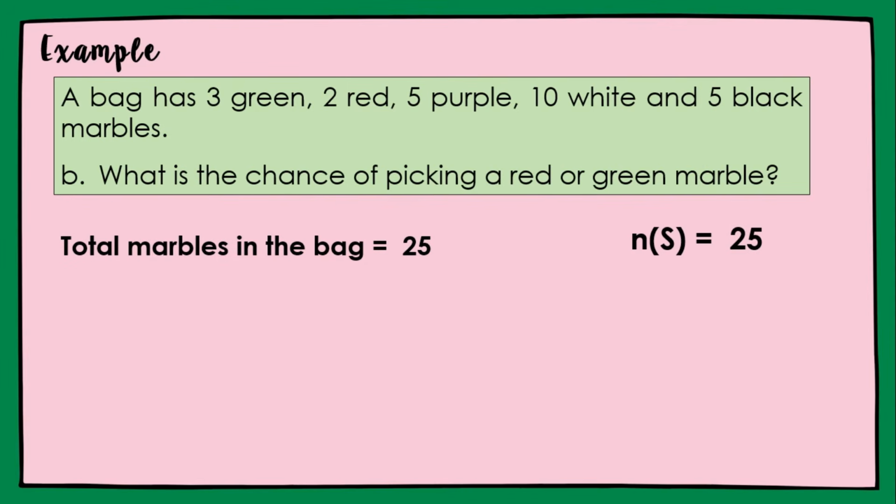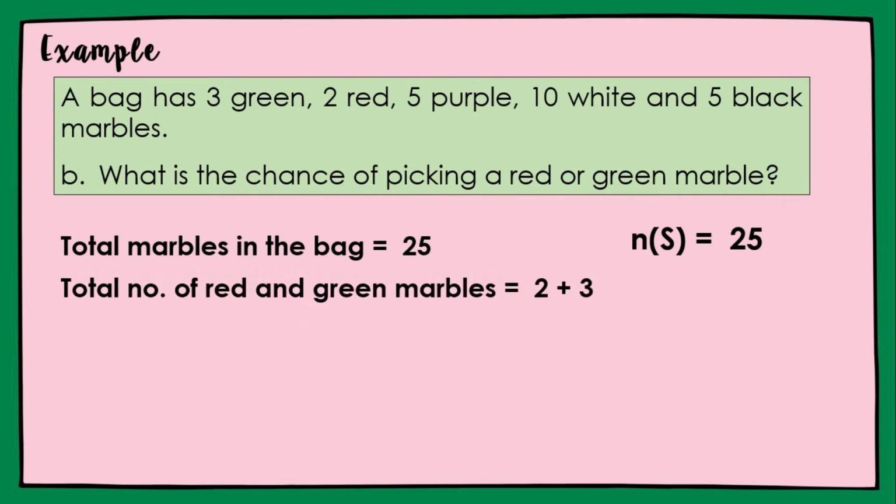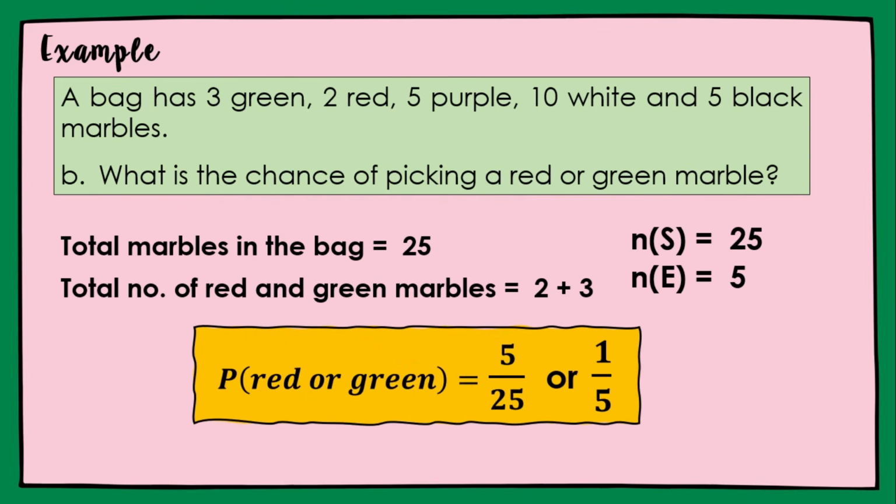Next, what is the chance of picking a red or green marble? The total number of red and green marbles is equal to 2 plus 3 or 5. Thus, N(E), or the number of favorable outcomes, is equal to 5. So, the probability of picking a red or green marble is equal to 5 over 25 or 1/5.